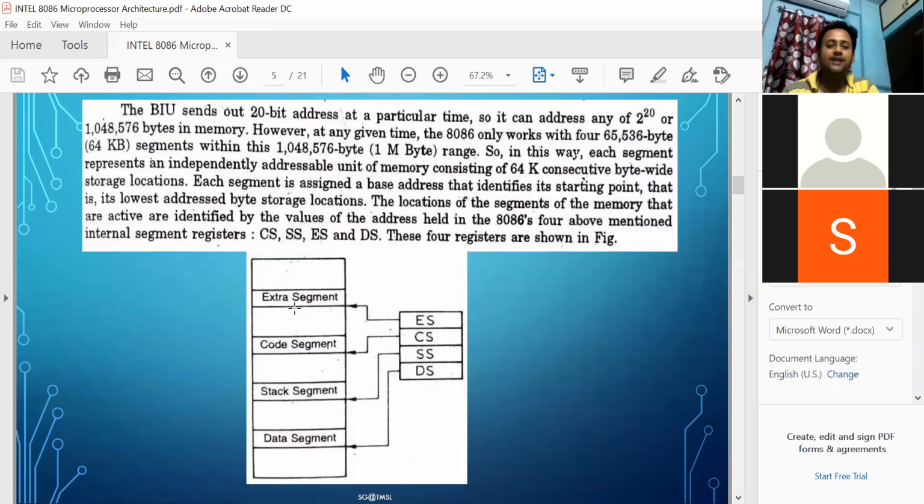Now, why are these sections or segments divided? Why are these 4 logical segments divided in this way? The total 1 MB memory space is a huge memory space. Now this huge memory space can be divided into 4 segments, such that according to your requirement, which segment is to be used depends on your instruction execution.